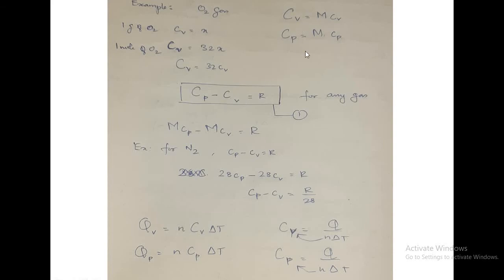So capital Cv and capital Cp have an important relation: Cp minus Cv is equal to R for any gas. R is your gas constant. When we write it at the molecule level, the number of molecules into small cp minus the number of molecules into small cv is equal to R. For nitrogen, the atomic mass is 14, and for N2 it is 28, so 28 Cp minus 28 Cv is equal to R. So Cp minus Cv is equal to R by 28. You can write the relation for Cp and Cv for nitrogen.